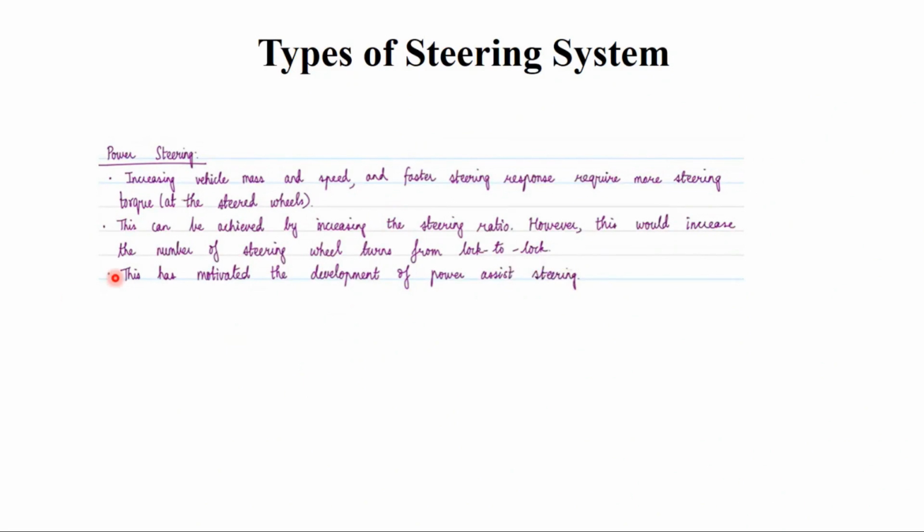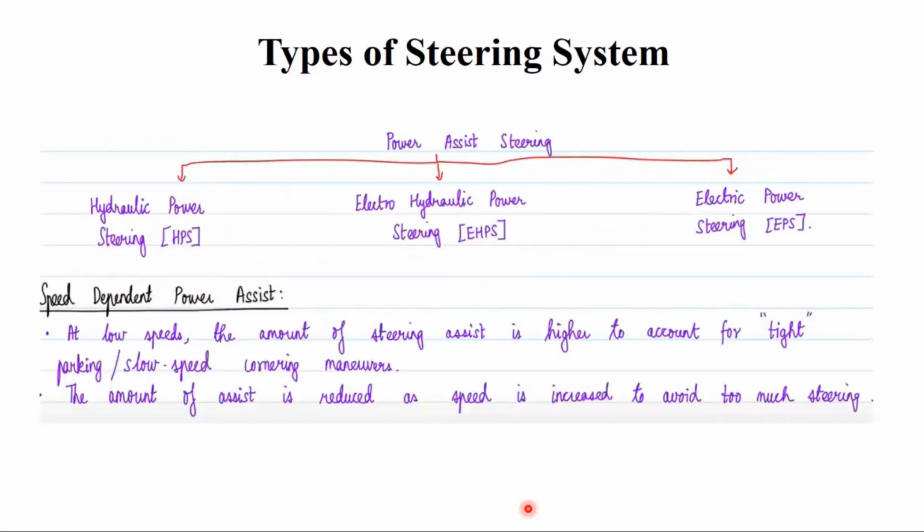However, this would also increase the number of steering wheel turns from lock to lock. We have seen center to lock, left lock, and also the right lock. By increasing the steering ratio, we are increasing the wheel turns from lock to lock, and this has motivated the development of power assisted steering. And this power assisted steering mechanism has three types: hydraulic power steering called HPS, electro-hydraulic power steering EHPS, and electric power steering EPS.